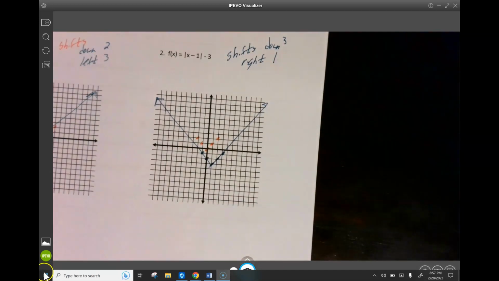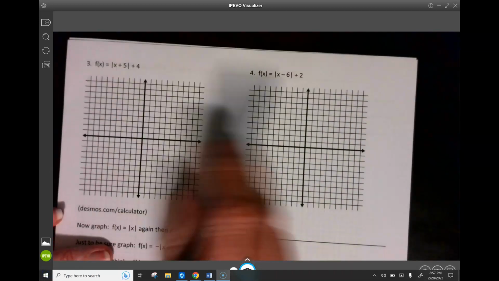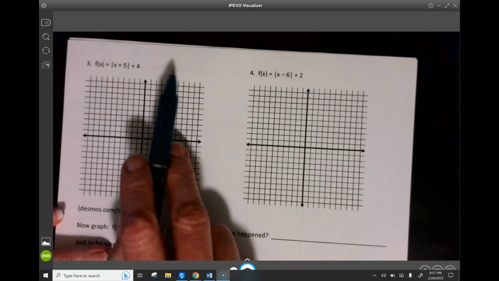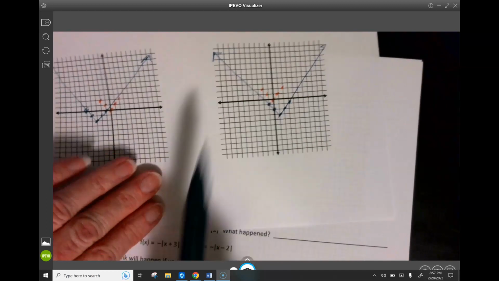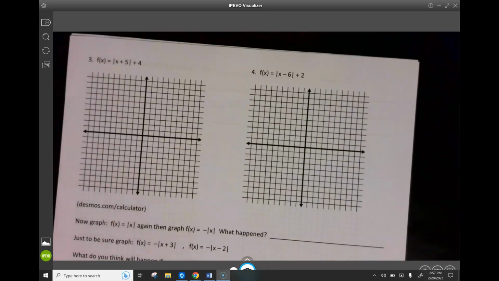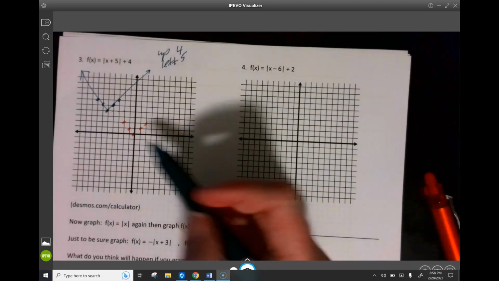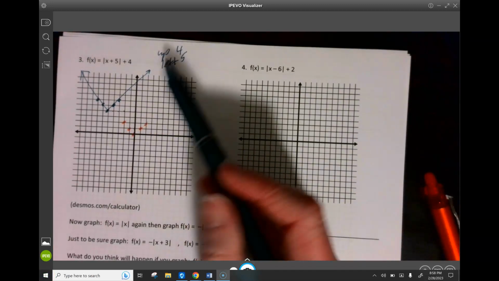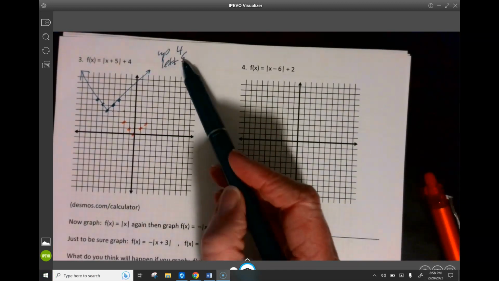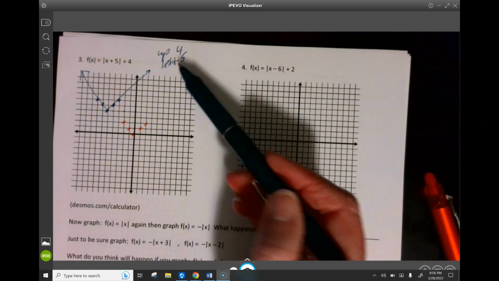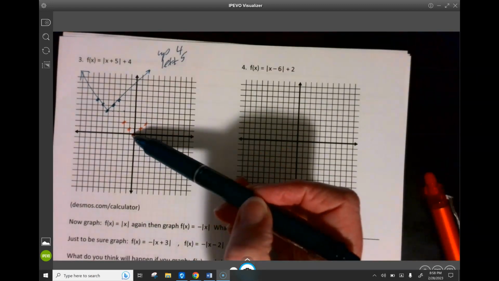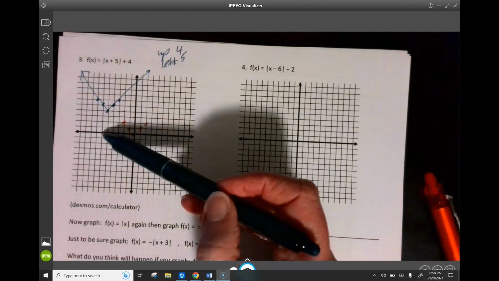Good. So I'd like you to try these two right now. Plot the parent function, use the shifts. If you're not sure, look back over here on what happened. Go. Here's number 3. Here's my parent function plotted, and then my shifts are up 4 and left 5. Now, it doesn't matter which order you do these in. You can write left 5 and up 4. It doesn't matter. I'm going to go up 4, left 5, or else left 5 and up 4. Okay, so let's look at this one together.